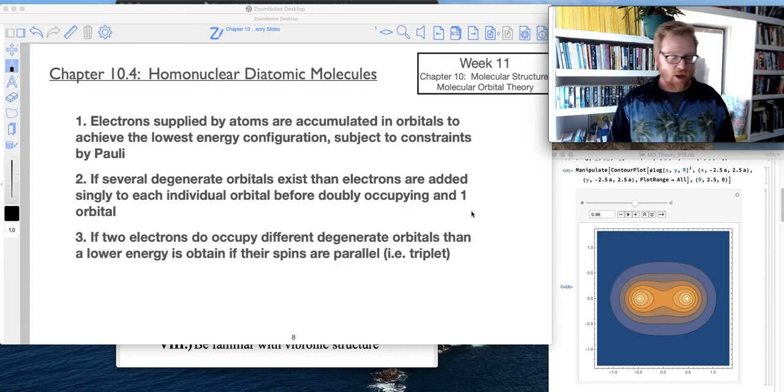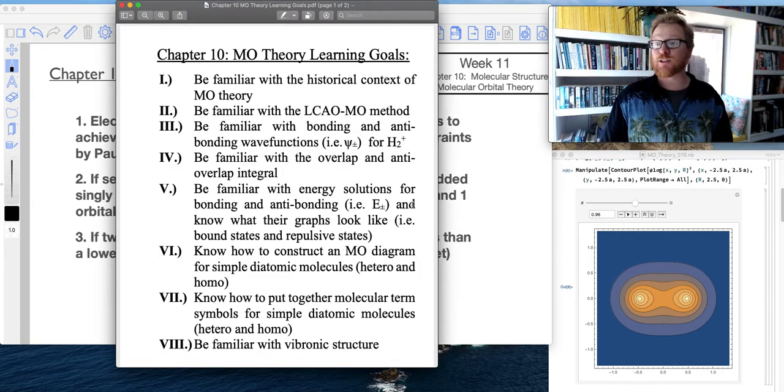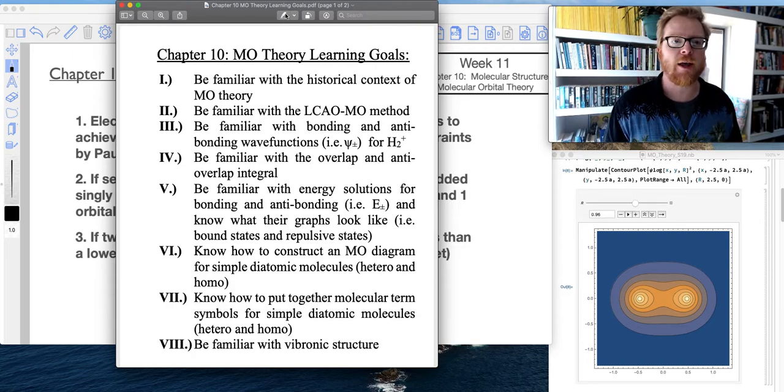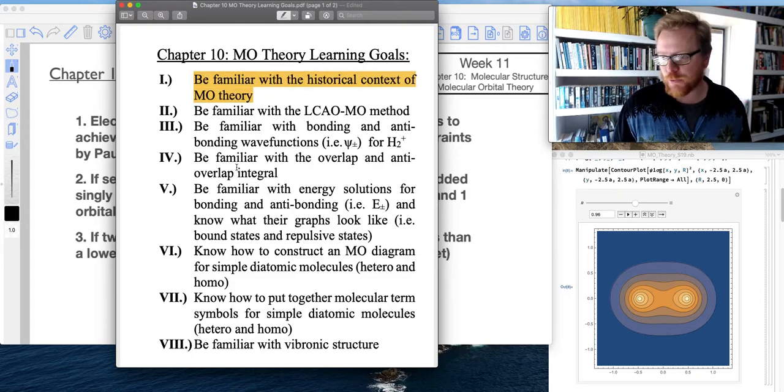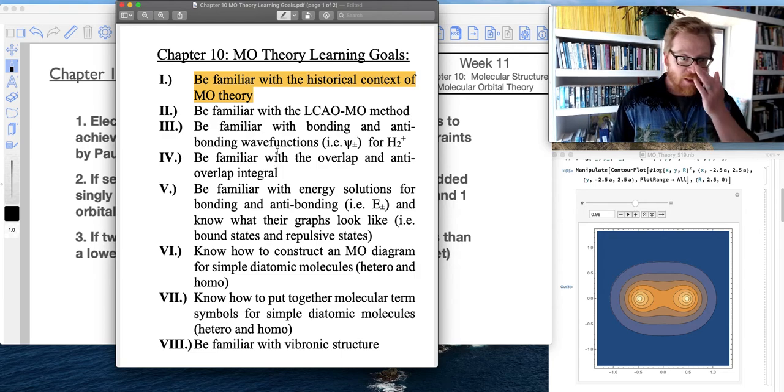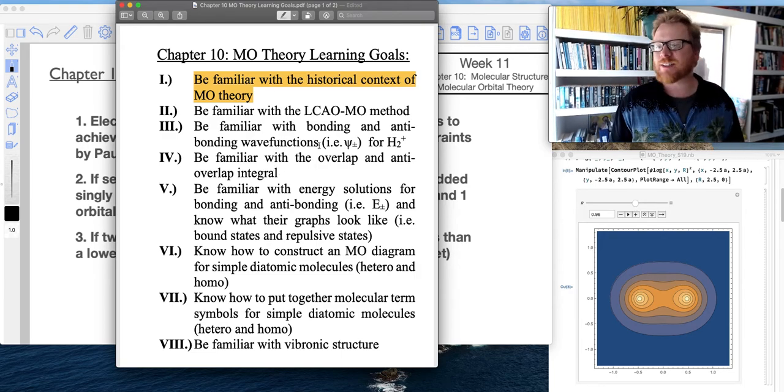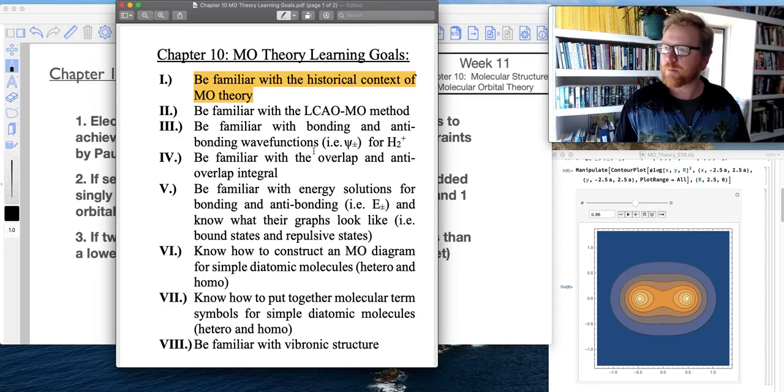Picking right up where we left off. Let's check in on these learning goals. Pretty short and sweet. So be familiar with the historical context of MO theory. I went through that last week in the valence bond theory lectures. This isn't a history class, but have some familiarity with the people who worked on this stuff. Be familiar with the LCAO-MO method. I was just going through that, the linear combination of atomic orbitals to form molecular orbitals.